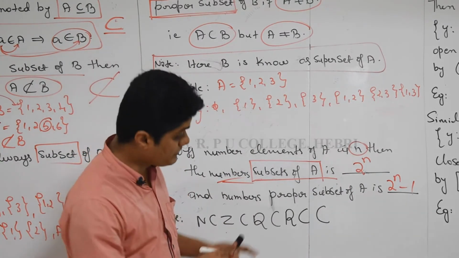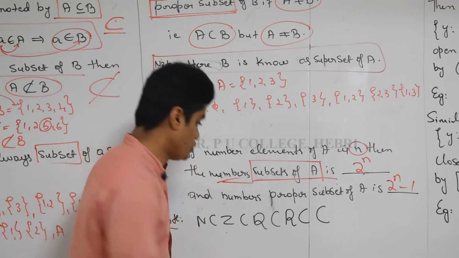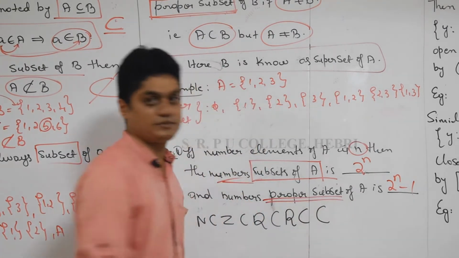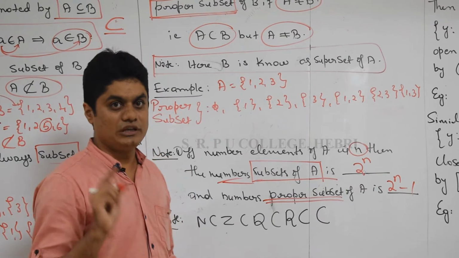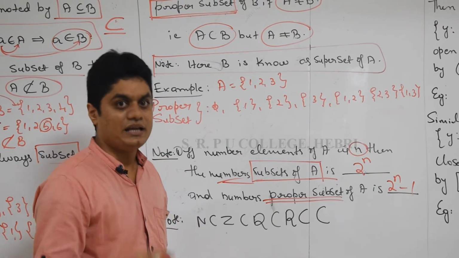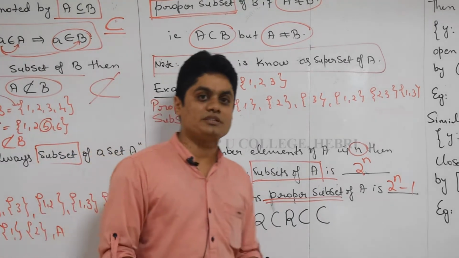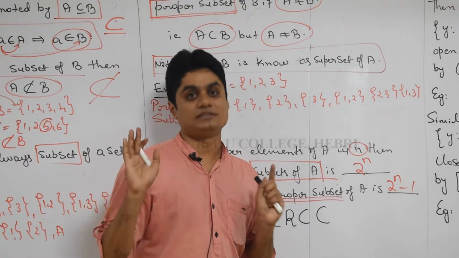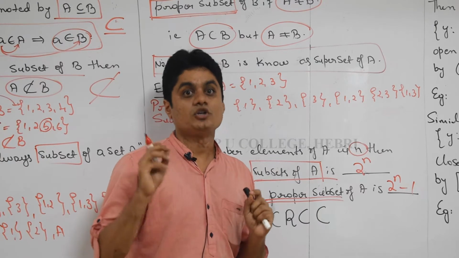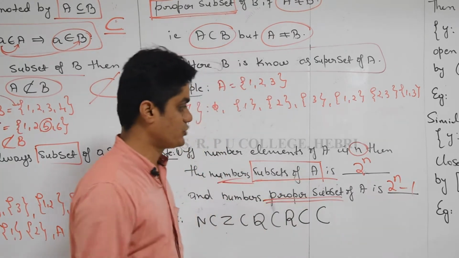Which one are we removing? The set itself, to get proper subsets. Only one subset is not proper, that is A. When you remove that, you will get the number of proper subsets. So how to get the number of proper subsets? Remove 1 from the total subsets of this set, that is 2 raised to n minus 1.